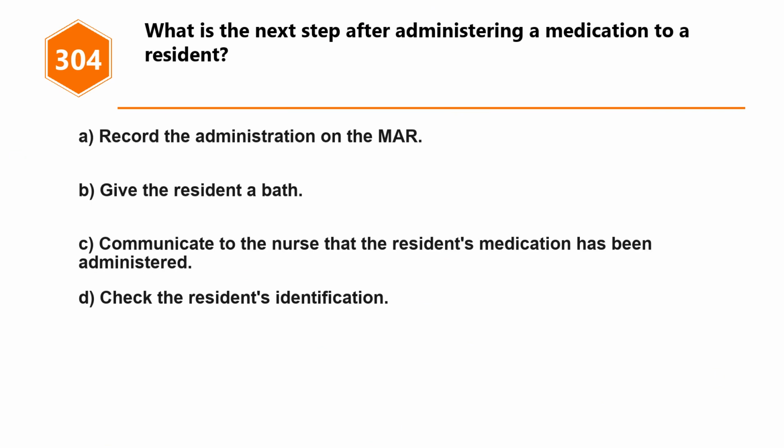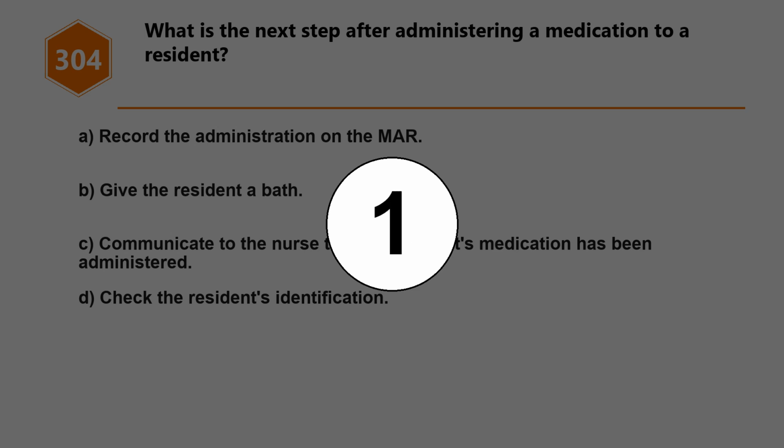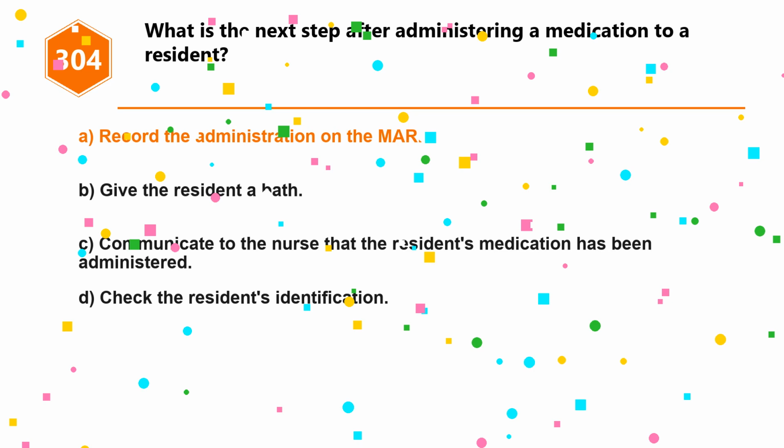Question 304. What is the next step after administering a medication to a resident? Option A, record the administration on the MAR. Option B, give the resident a bath. Option C, communicate to the nurse that the resident's medication has been administered. Option D, check the resident's identification. The correct answer is option A, record the administration on the MAR.